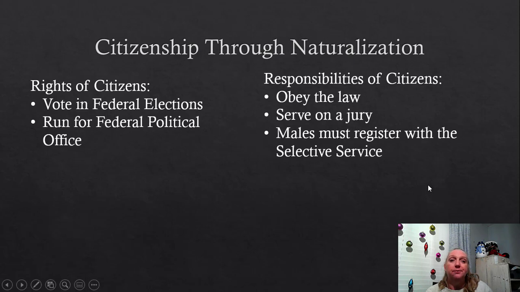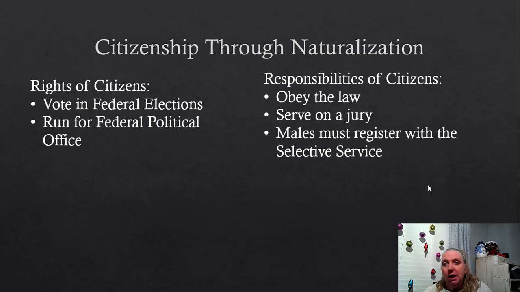So, let's talk about the rights and responsibilities. This is for everybody, but this is what happens when we talk about a naturalized citizen getting the same rights and responsibilities. So the rights of a citizen: they get the right to vote in federal elections and even state elections, and they have the right to run for federal office.